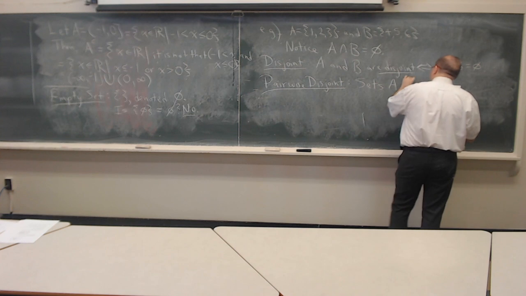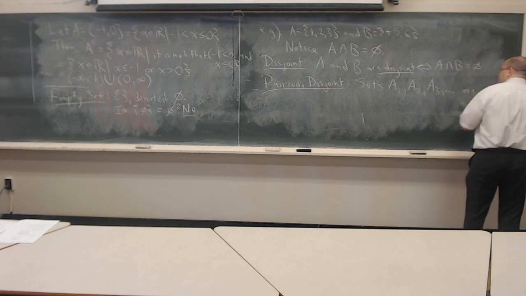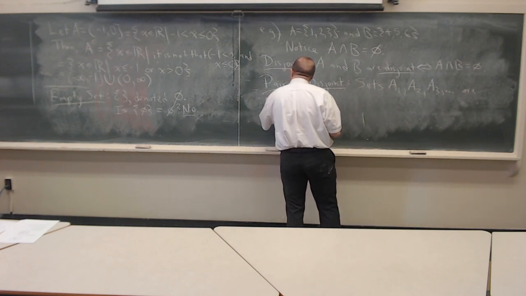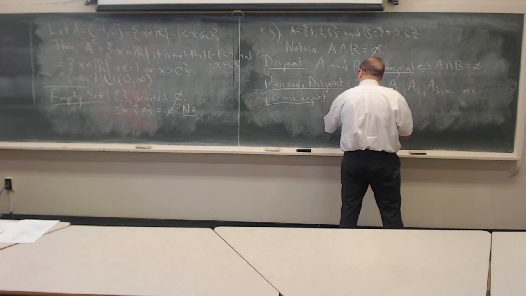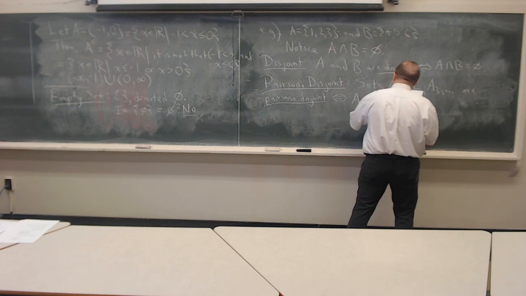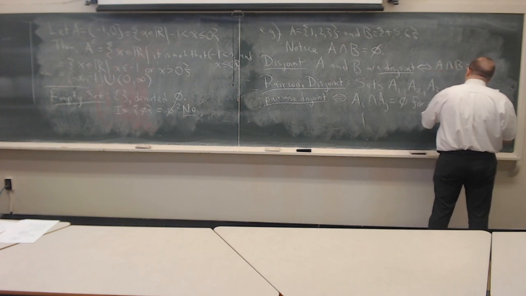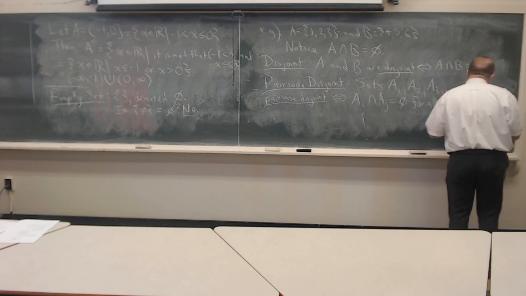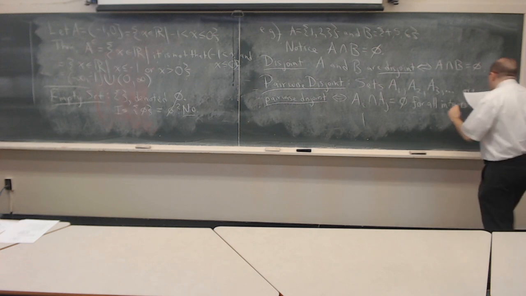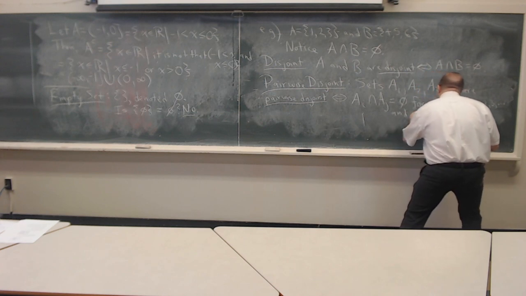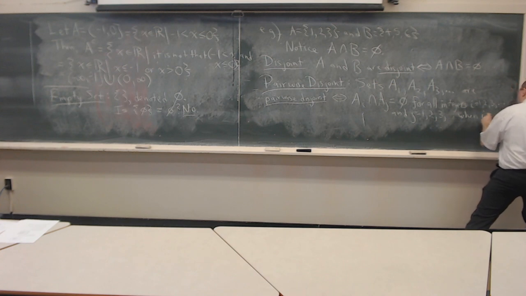So sets A sub 1, A sub 2, A sub 3, and so on. I don't know how many there are. They are pairwise disjoint if and only if A sub I intersection A sub J is equal to the empty set for all integers I equal to 1, 2, 3, and so on, and J equal to 1, 2, 3, and so on, when I is not equal to J.